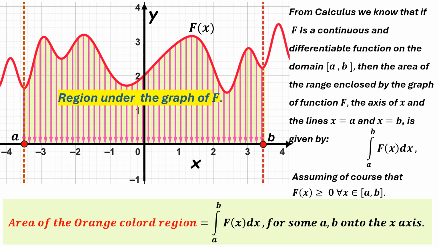From calculus we know that if capital F is a continuous and differentiable function on the closed domain [a, b], then the area of the region enclosed by the graph of function F, the x-axis, and the lines x = a and x = b, is given by the definite integral of F over the closed interval [a, b], assuming of course that F(x) is bigger or equal to 0 for every x in [a, b]. In the given figure you can see the region under the graph of function F.